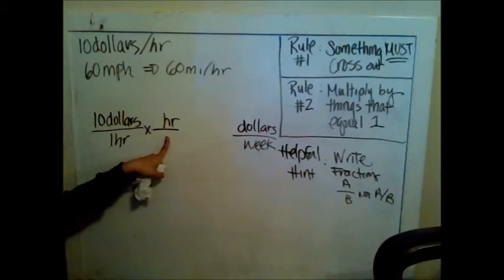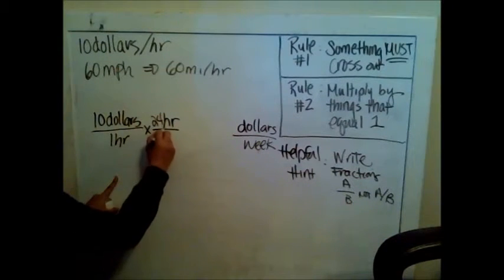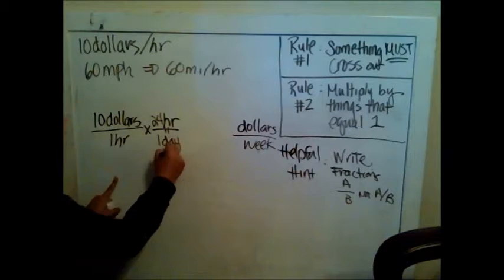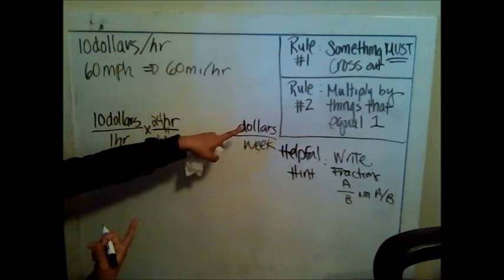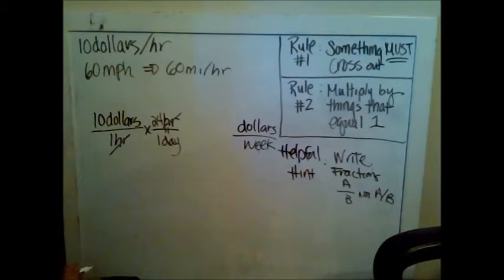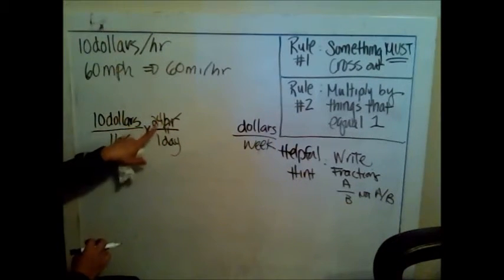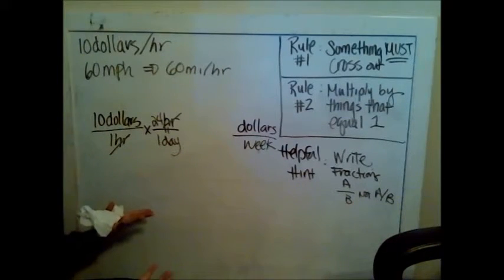So do I know how many hours are in a week? You might, but I don't. So I would say 24 hours equals 1 day. Again, I write a little equal sign there just to make sure that I'm reminding myself that I must be multiplying by things that equal 1. So hour and hour cross out, so I've satisfied rule number 1. 24 hours equals 1 day, so I've satisfied rule number 2. But I'm actually not there at my answer yet.